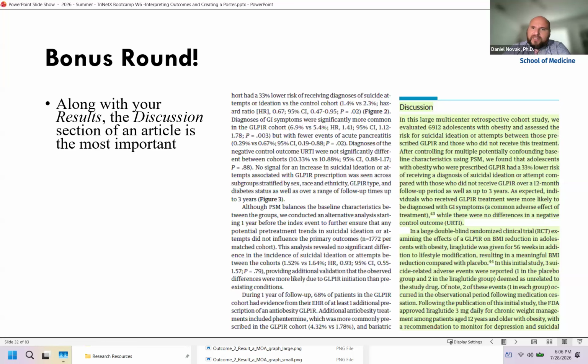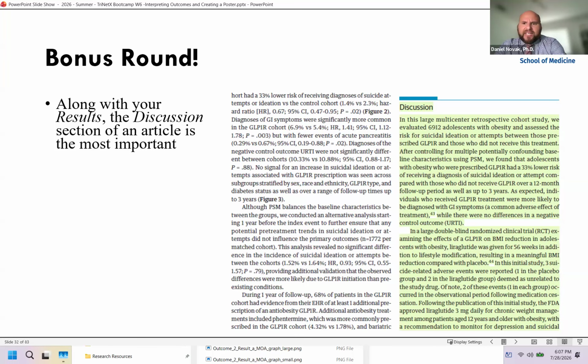As I was saying, there's a bonus round, right? Along with your results, the discussion section of an article is the most important, right? The methods, results, and discussion are the most important sections of your paper. The literature review is actually kind of secondary. It's important you do a good quality literature review before you start, but in terms of the importance to the overall paper, it's not the most important thing. Yet people, especially novices, spend the most time on it. It's actually one of the last things you should do is write it up, doing the reading you have to do up front.